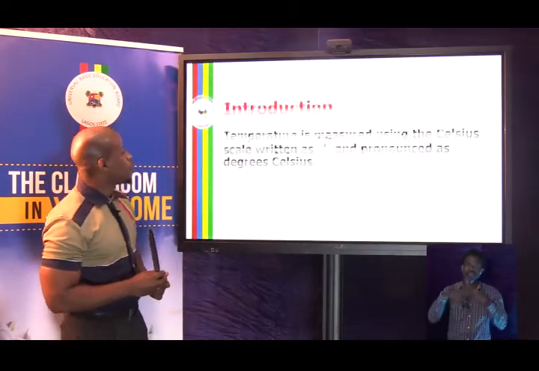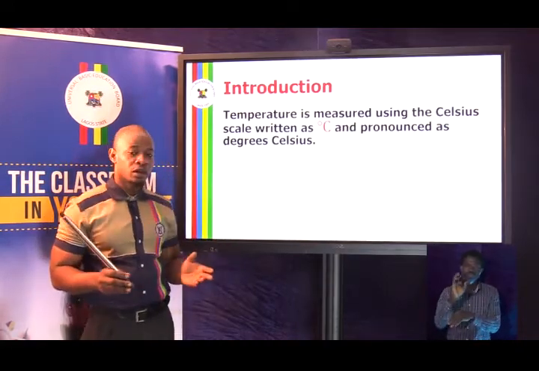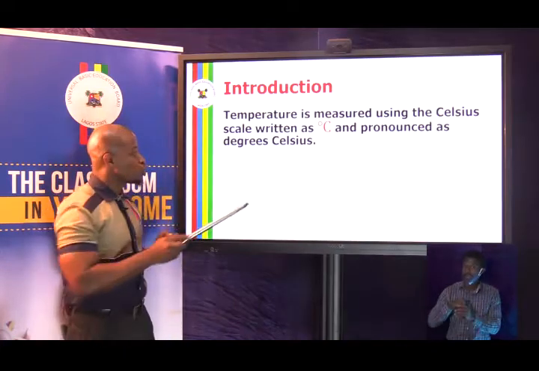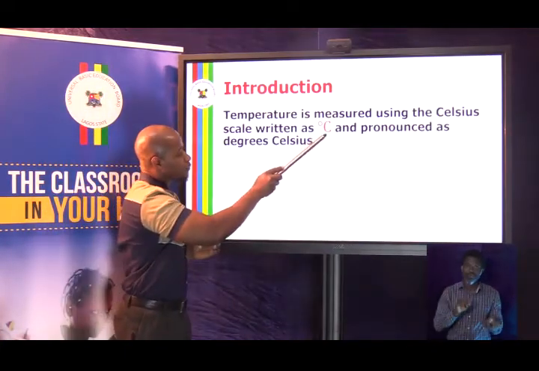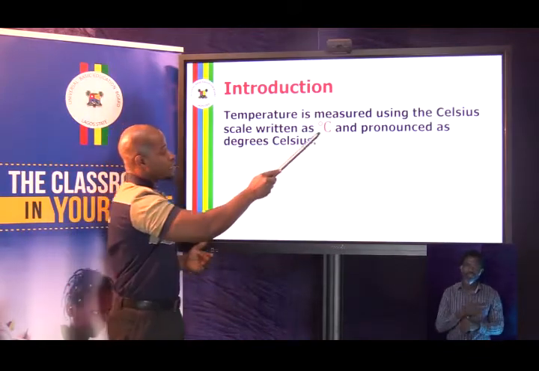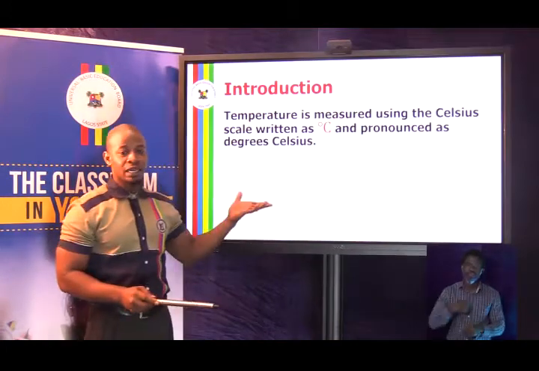Now, temperature is measured using the Celsius scale. We said that yesterday, and that Celsius scale is not written in full. Usually we write it like this. This little knot that you see here means degree, and the C stands for Celsius. So together we pronounce it as degrees Celsius.